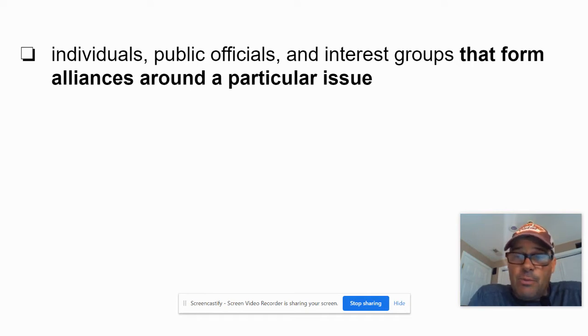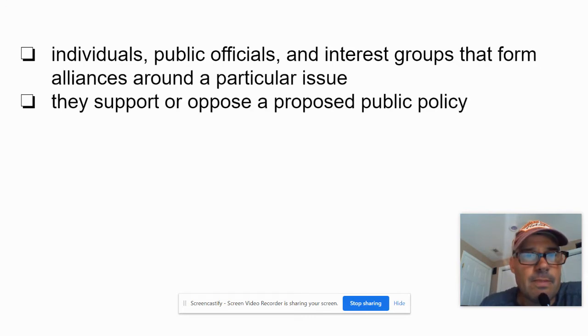Now, an issue network probably is a short-term arrangement. Some issue that just came up, and now all of a sudden, some individuals, public officials, and interest groups kind of form around that issue. By the way, public officials are also like elected officials, of course. And they end up supporting or opposing some sort of proposed public policy. Usually that public policy is being written by a bureaucracy.